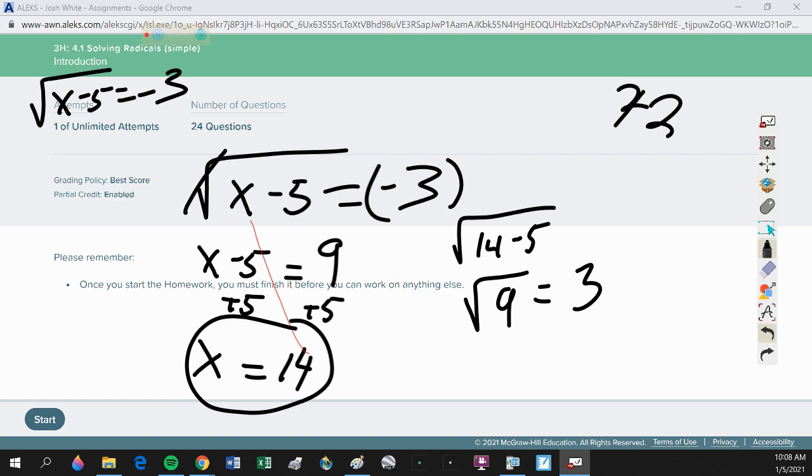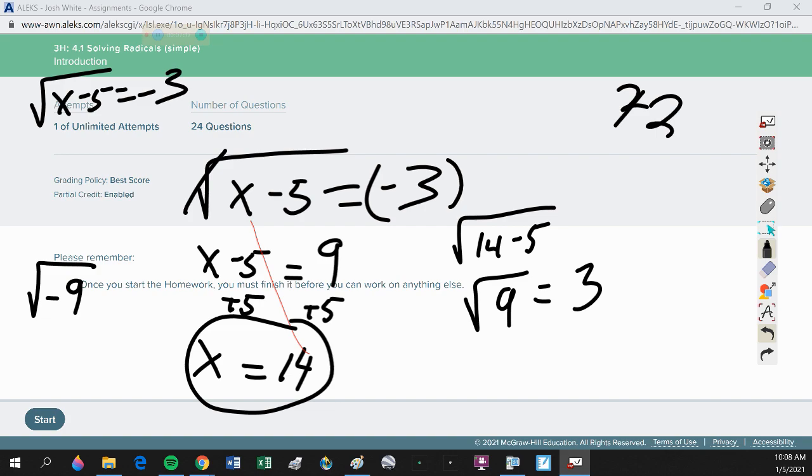You get an i. So what is the square root of negative 9? You can't do that. You can do it with i's. Not irrational, imaginary. So what number times itself is negative 9? There isn't a real number, right?